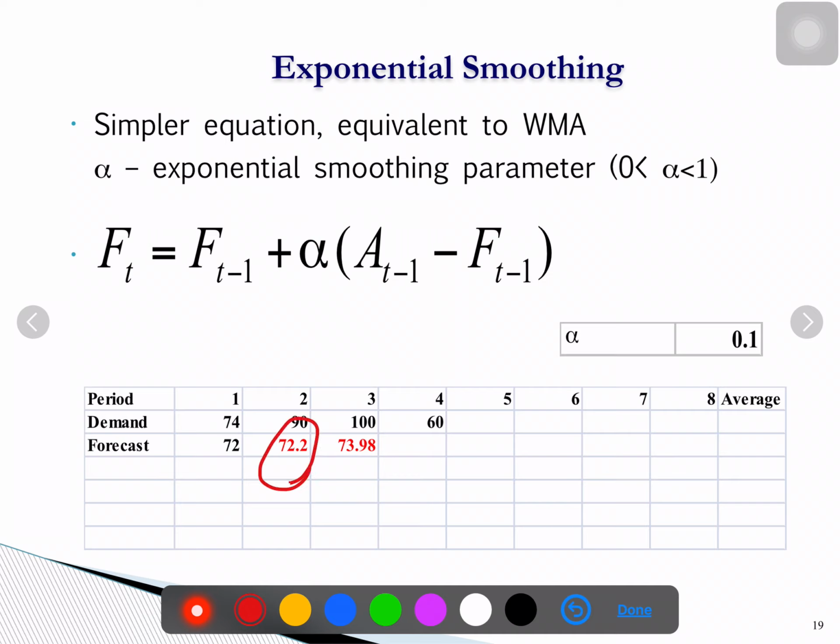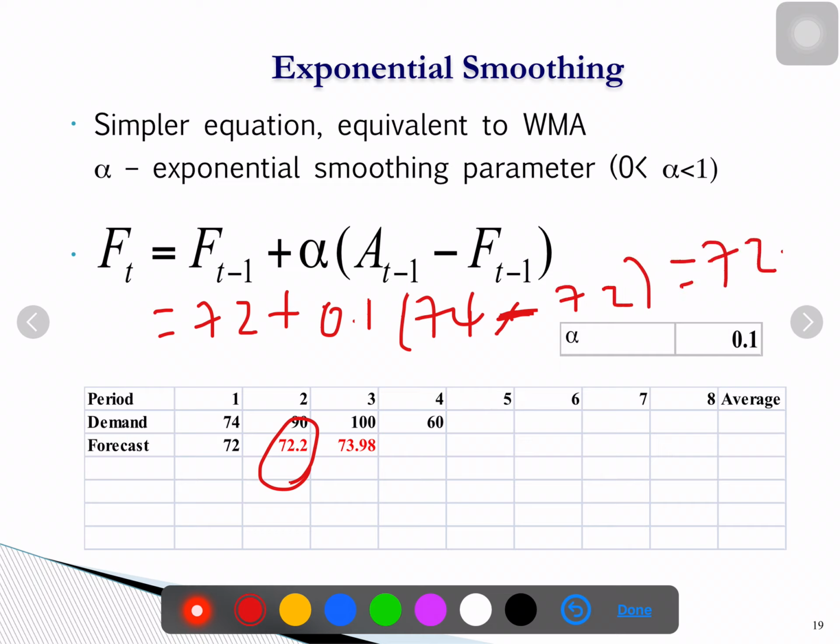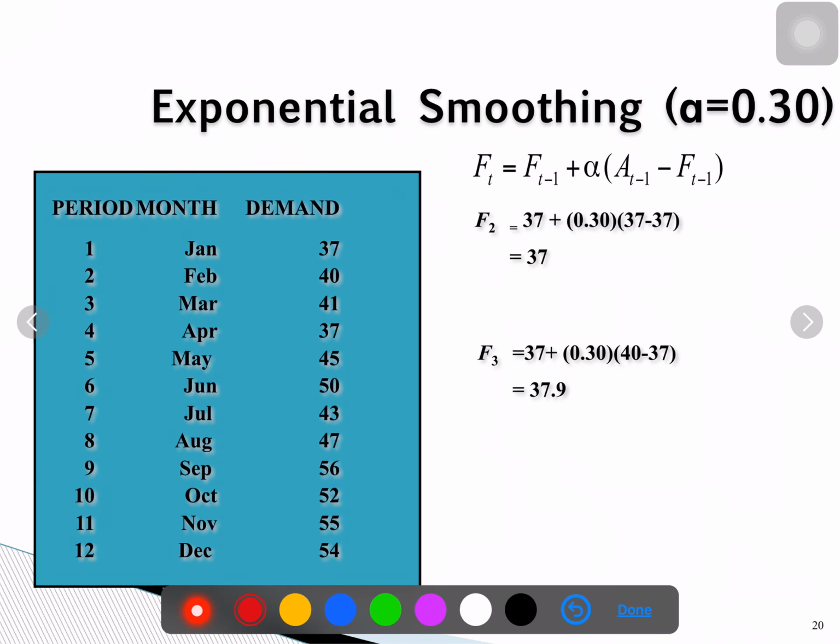So the forecast is equal to the previous period forecast, 72, plus the alpha value 0.1 times the actual value 74 minus the forecast 72. So we need the previous forecast, the previous period actual, and also the alpha value. Then exponential smoothing with alpha 0.3: for the first period we have 37.